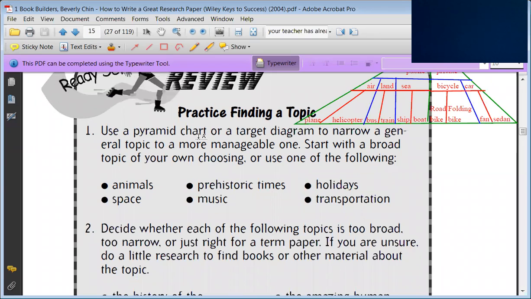Use a pyramid chart, the hierarchical chart, or a target diagram to narrow a general topic to a more manageable one. Start with a broad topic of your own choosing or use one of the following.